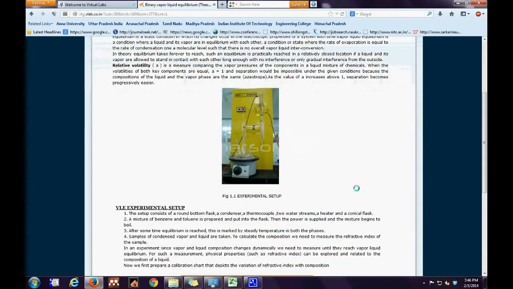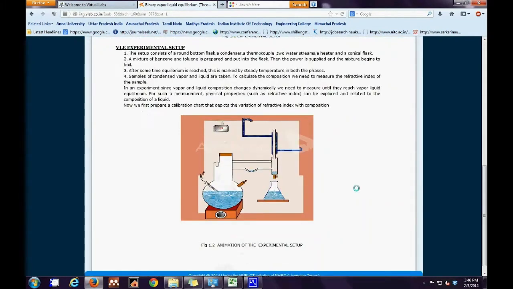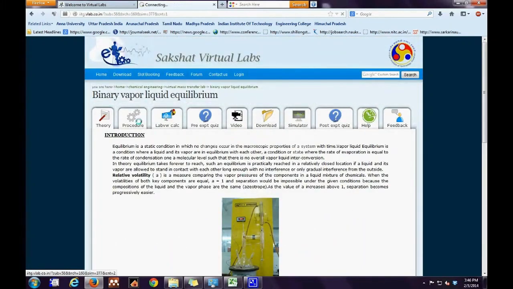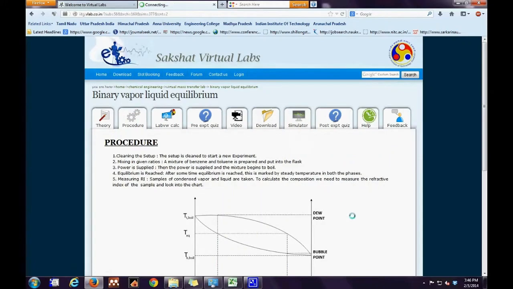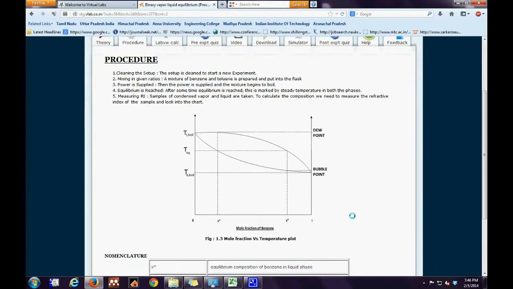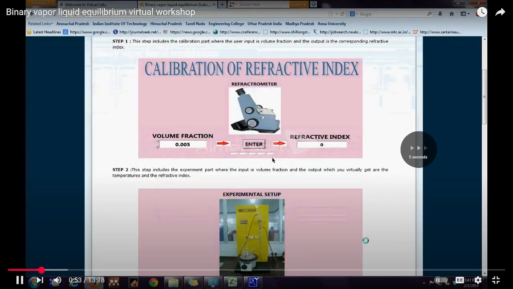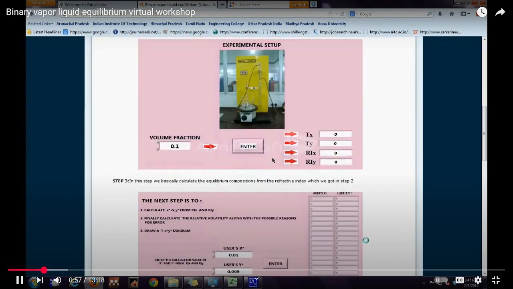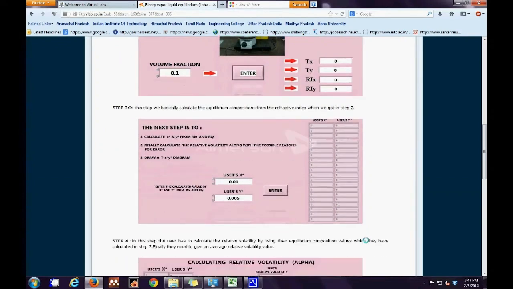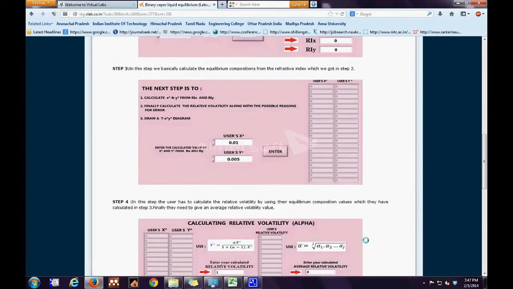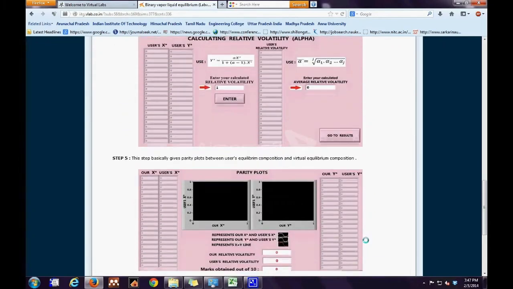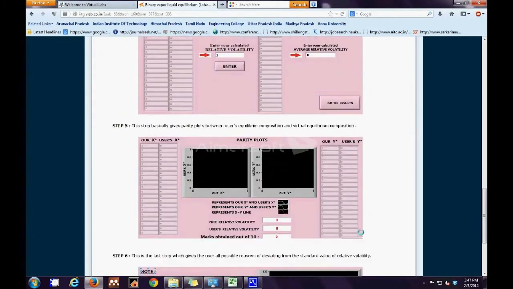The first page on the online portal is the theory tab, which gives a brief description behind the experiment. The second tab is the procedure, which gives us a general explanation of how the experiment could be carried out. So I will skip this. Next is the actual data, which is the lab calculation carried out. The first step is the calibration. The second step is virtual data. The third step is equilibrium composition determination. The fourth step is relative volatility calculations. The fifth step is the parity plots, and finally possible reasons of deviations from the standard values.